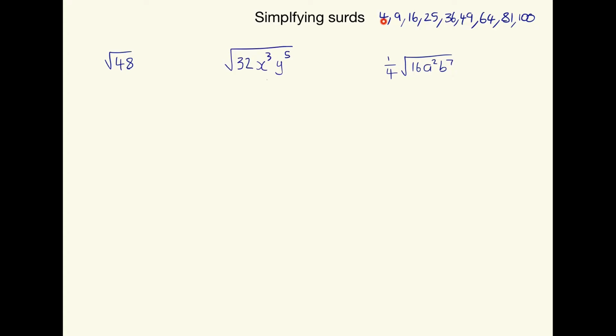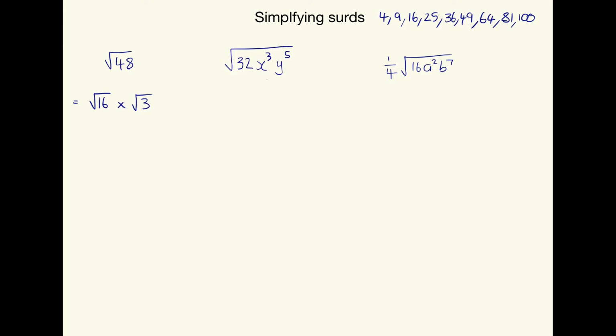But we need to use the highest perfect square. So let's see if there's any larger or higher perfect squares. 9 does not multiply by another number to make 48. 16 does. So 16 will be our answer. It'll be 16 times 3. So let's factorize or break up our root 48 into those two factors. I'm going to give each of my factors a square root of their own. You can do that.